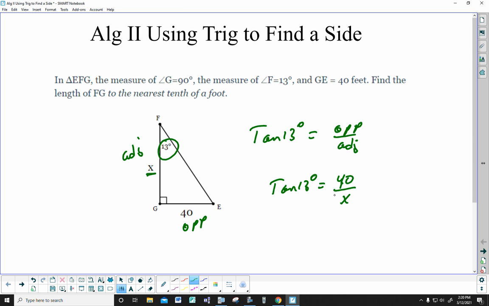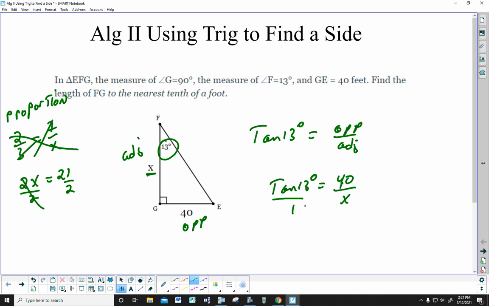Okay. Now, if I gave you guys a new problem, 2 over 3 is 7 over x, and I want to solve this. This is a proportion. So remember, you solve proportions by cross multiplying. 2 times x equals 3 times 7, and then you would divide by 2 when you're done. So you cross multiply. Okay? This is over 1. I can cross multiply. So x tangent of 13 degrees is equal to 40. That's held by multiplication, so divide out the tangent of 13.